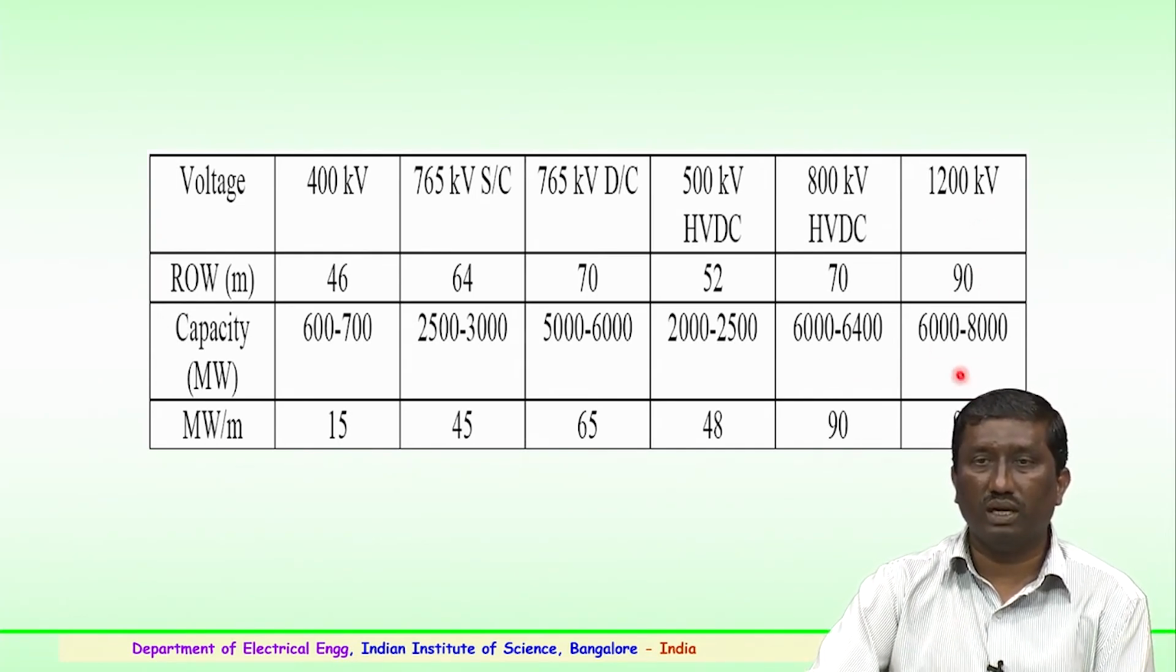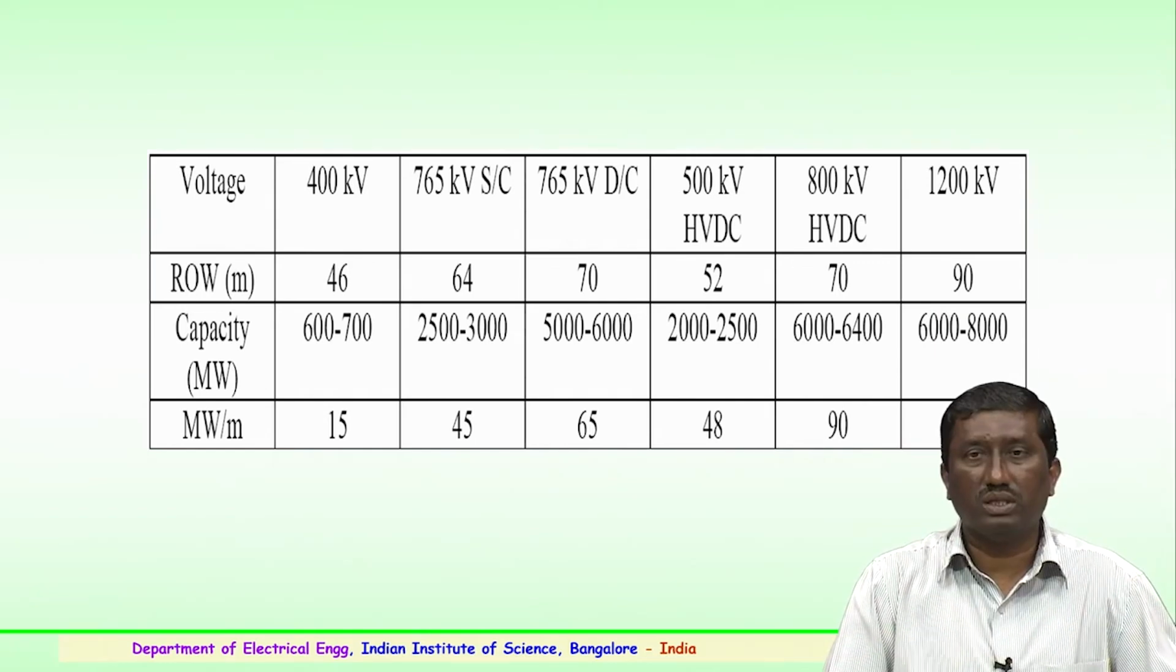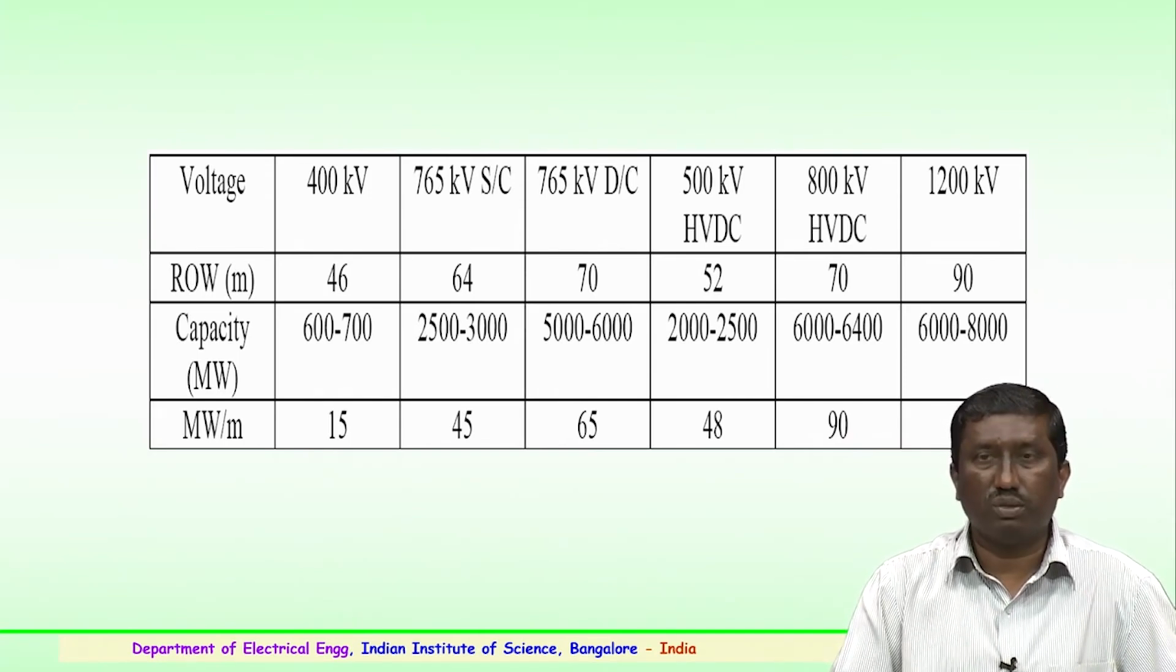So, in case of 1200 kV, again you can transmit power of 6000 to 8000 megawatts. So, this information is very important. And what is megawatt per meter? This again gives an idea: for 400 kV it is 15 megawatt per meter. If you compare, for 765 kV it is 65 megawatt per meter, and for HVDC it is 90 megawatt in comparison to the 1200 kV. So, these figures give an idea of HVDC's importance, and going for HVDC becomes much more economical. That is where for long distance HVDC is much preferred in comparison to HVAC transmission systems.